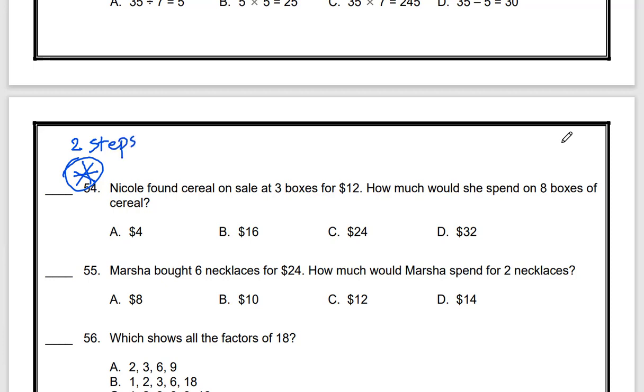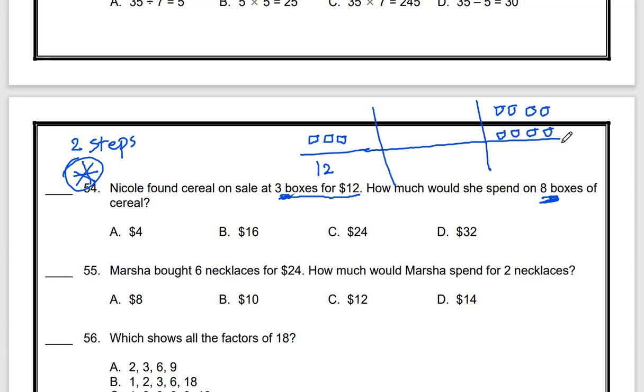You need to do 2 steps. Okay, and I told you before, if you have 3 boxes for $12, so consider that I have 3 boxes like this and its price is 12, and I need to find how many boxes? 8. I need to find 8. 1 2 3 4 5 6 7 8. So I need to do something in the middle here. I need to find only 1. Then after I find the 1, I can find the 8.